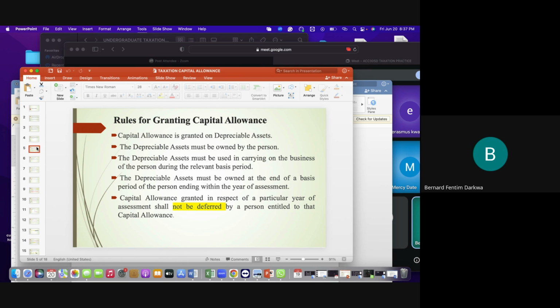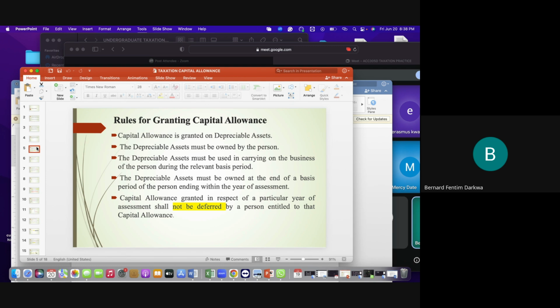First, capital allowance is granted on depreciable assets. Then 2, the depreciable asset must be owned by the person claiming for it. Then 3, the depreciable assets must be used in carrying on the business of the person during the relevant period.